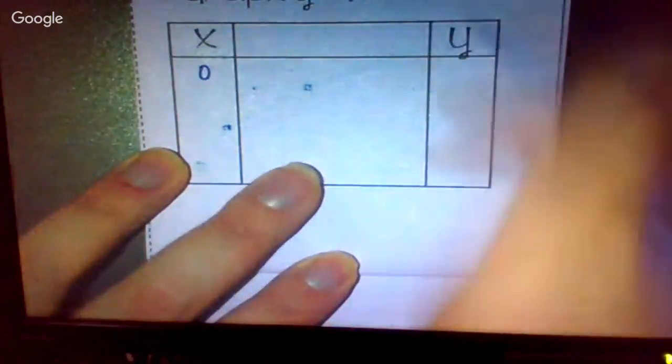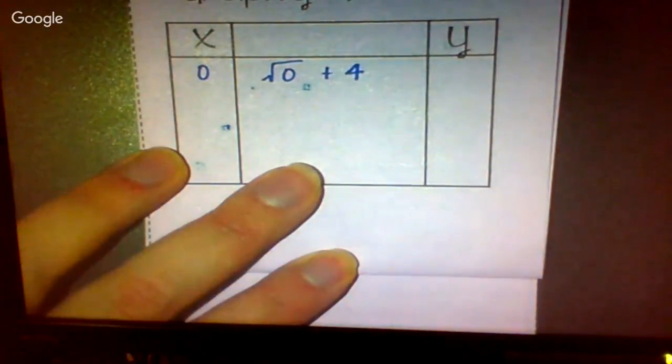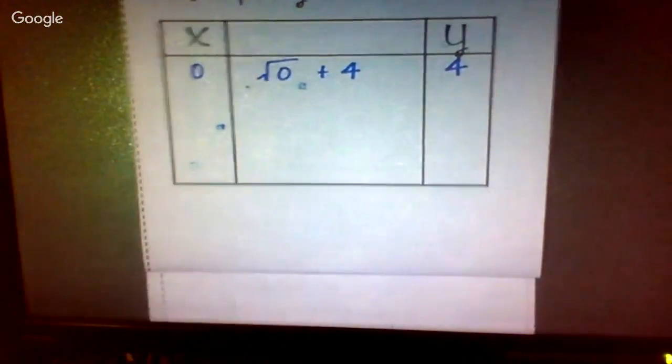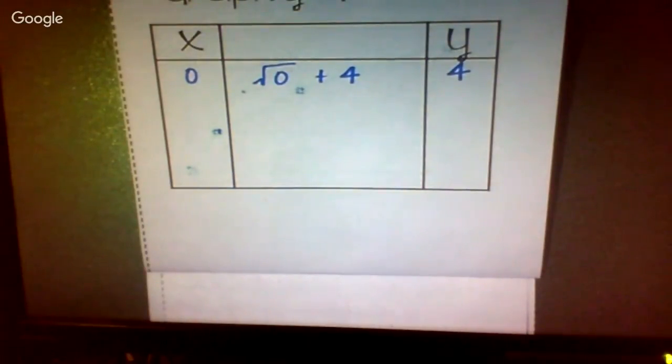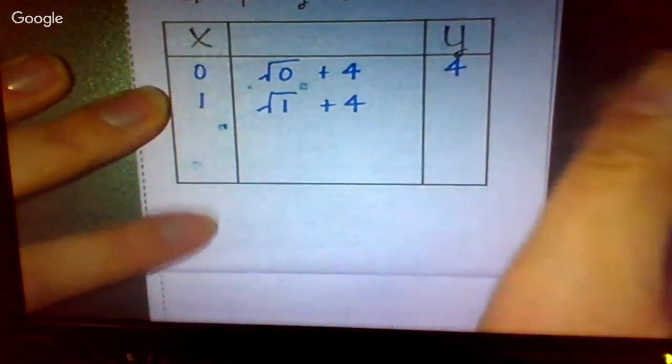So again, let's start with 0. We always start with 0. So the square root of 0 plus 4 gives me what? 4. Okay. Square root of 0 plus 4 is 4. Normally we started at 0, 0. Now we're going to start up 4. Okay. Then I've got 1. The square root of 1 plus 4. 5.